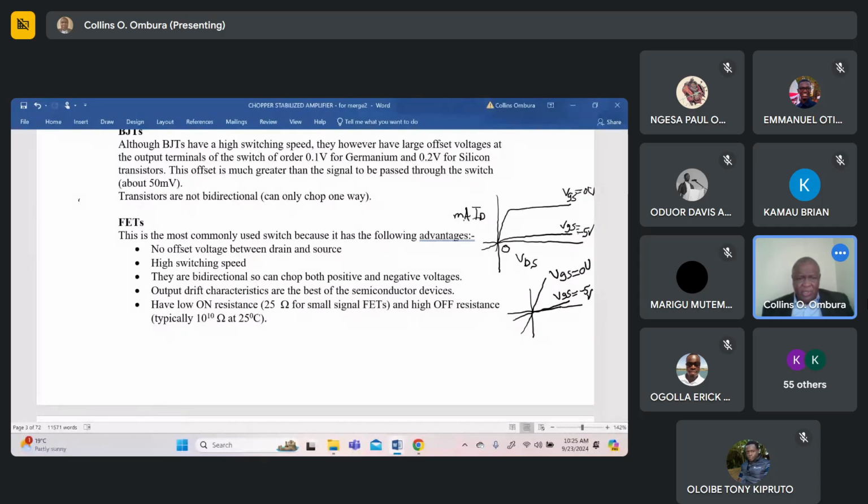And when it's off, we call it RDS off. We call it small r, small d, s to denote its dynamic resistance. That's typically 10 to the power 10 ohms at 25 degrees centigrade. So even this is not ideal. Remember, for an ideal switch, we want the resistance to be 0 when the switch is closed, and infinity when the switch is open. But with practical devices, this is one of the best characteristics that we can get.